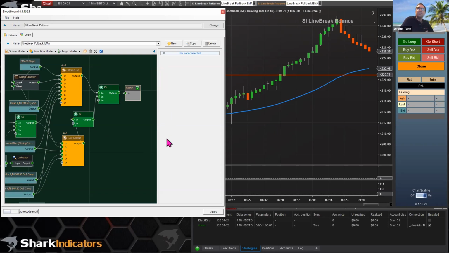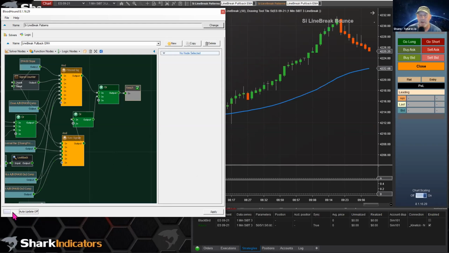So, if you do want to build your system or tweak your system on a chart with a lot of bars, a lot of data, then yeah, you'll want to turn the auto update off. And then when you make a change, just hit apply and it'll do a one-time recalculation for you. So save you a lot of heartache there.